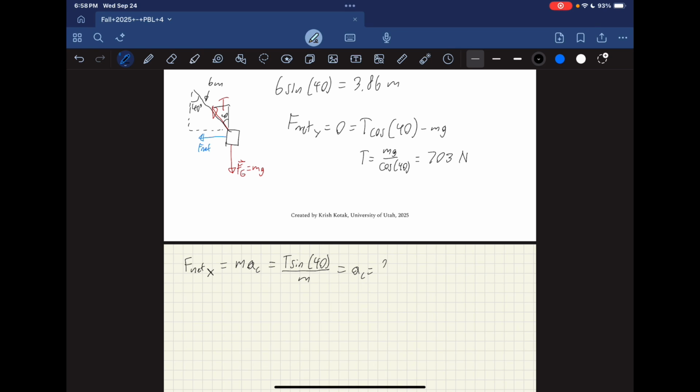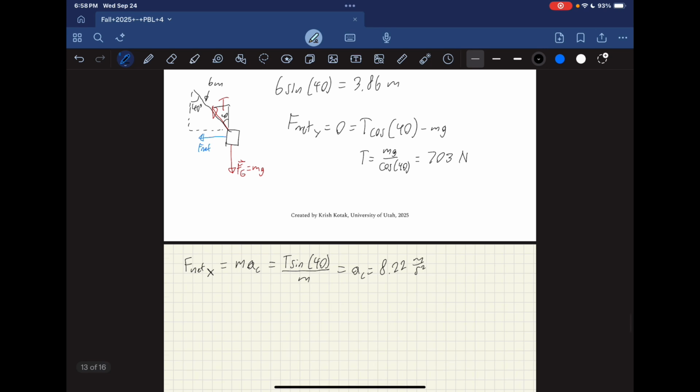a_c is equal to about 8.22 meters per second squared. I'm going to double check my calculations real quick. But tension times sine of 40, and then divide that by 55.